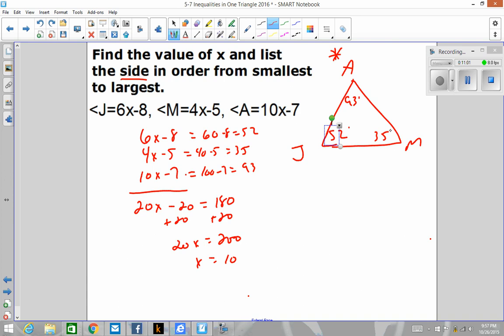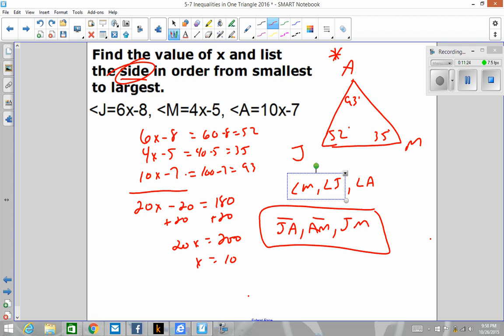Now, one of the big mistakes I see is people say, okay, it's angle M, it's angle J, and angle A. Well, that's great, but I said sides, not angles. So when you put your sides in order, you look for the smallest side, which would be JA. The next biggest side would be AM, and the largest side would be JM. And so this is the answer that we're looking for. So make sure you don't make the mistake of doing the angles. Make sure you do the sides. Details, guys. It's always about details.